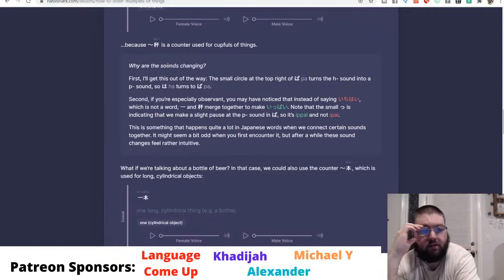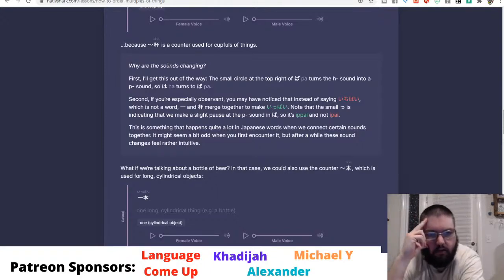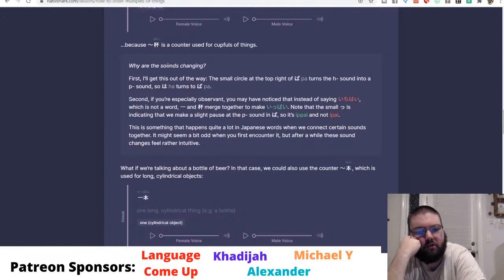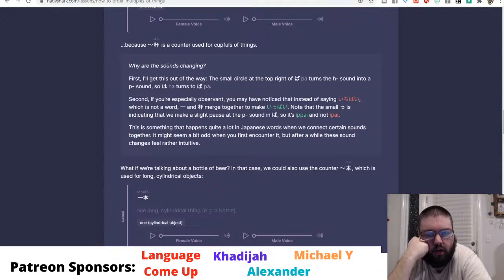Why are the sounds changing? First, I'll get this out of the way. The small circle at the top right, pa, turns the H sound into a P sound. So ha turns to pa. Second, if you're especially observant, you may have noticed that instead of saying ichi-hai, which is not a word, the sounds merged together, it makes ippai. Note that the small tsu is indicating that we make a slight pause at the P sound in pa, so it's ippai and not ichihai.